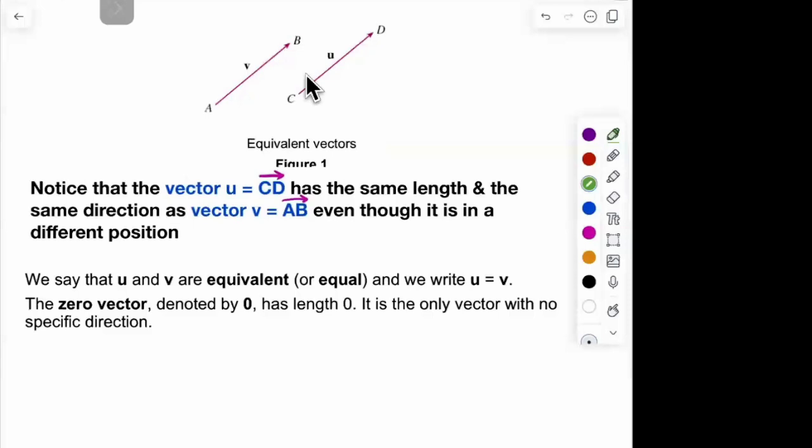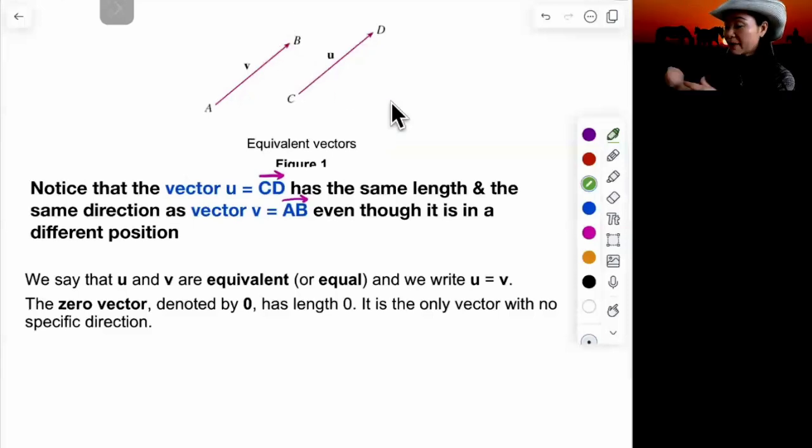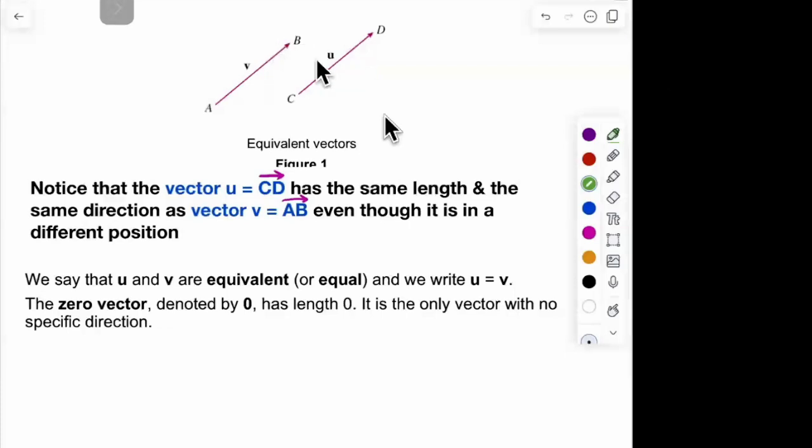Well, think about my Apple Pencil here. I put it here or I put it here, it's still the same pencil. It just moved to a different position. So it's still the same vector. These two vectors u and v are the same, they just have different positions. You can put it here, here, and here, but it's the same vector. So remember that. We say the two vectors are equivalent, and we write u equals v.